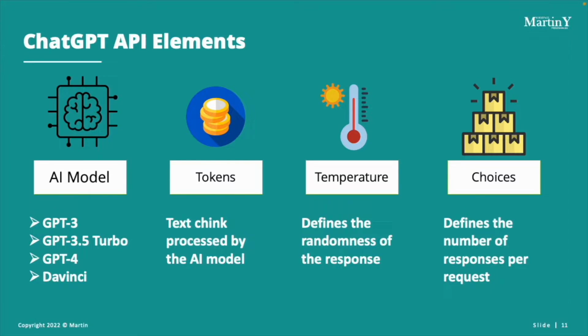Okay. After that, you have temperature. This is very important parameter. So the temperature is how deterministic or how random the answer of the ChatGPT is going to be. So for example, if you have low temperature, for example, your temperature is, let's say 0.2, this means that your answer is going to be more deterministic. So this means that you will get from ChatGPT the most accurate possible answer that ChatGPT is capable of giving you.